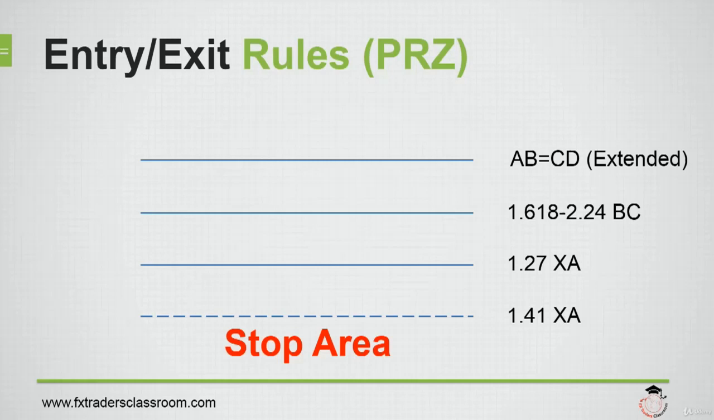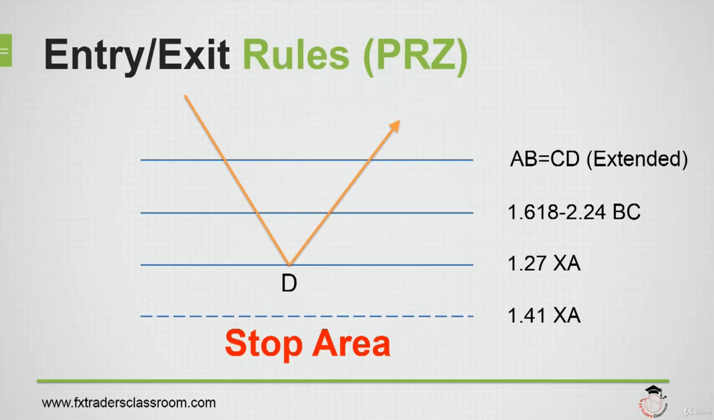Going through a scenario here, let's take a look. First, we'll have price enter the PRZ zone. Again, the 1.27 is ideally the lowest number within the PRZ zone, and price will usually respond to that level the most. So price comes down into it, bounces off the 1.27. Again, we are looking for price action within this area, and then it bounces off and goes the other way.